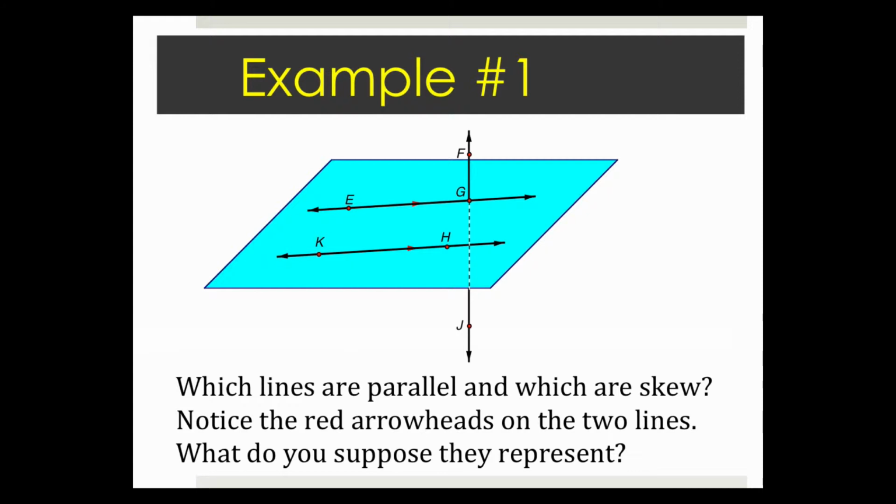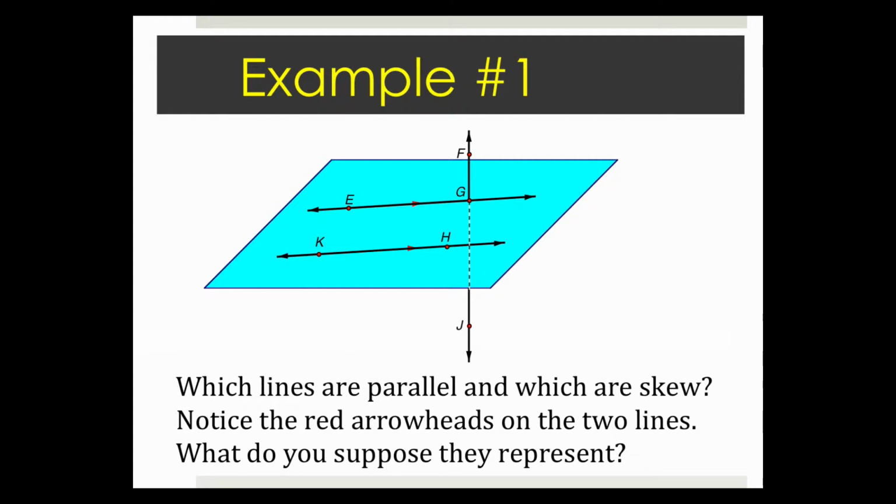I think the skew are FJ and KH, just because there's a dotted line. Looks pretty solid over there. Good. Yeah. Hey, what's this blue thing? It's a plane. Good. And there are 3 lines in that picture. Which lines are in the plane? All of them. Nope. EG and KH. Good.